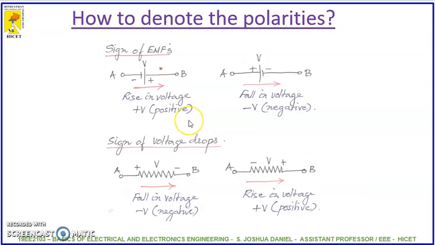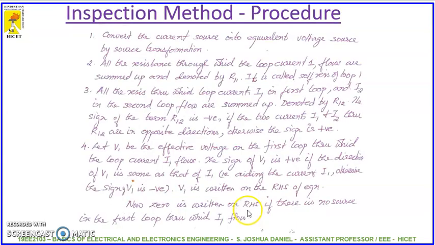How do we denote the polarities of the EMFs or the sources or the voltage drops, right? If the current flows from the minus plate to the positive plate, it is marked as plus V, and from the plus terminal to the negative terminal, it is marked as minus V. And in voltage drops, if the current flows in this resistor from positive to negative, it is marked as minus V. And if the current direction is from minus to plus in a loop, it is marked as plus V.